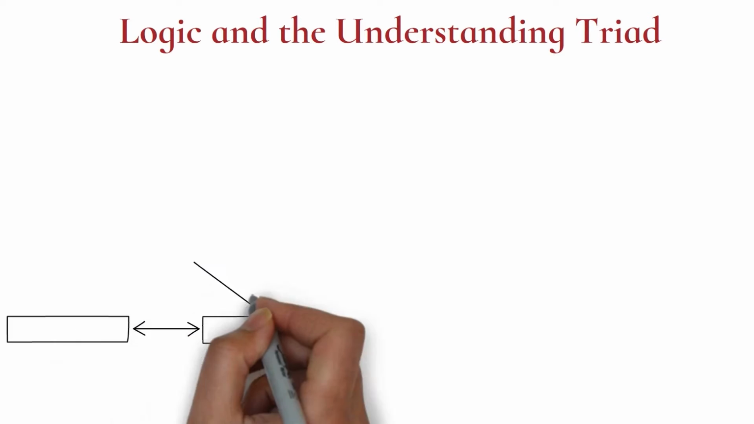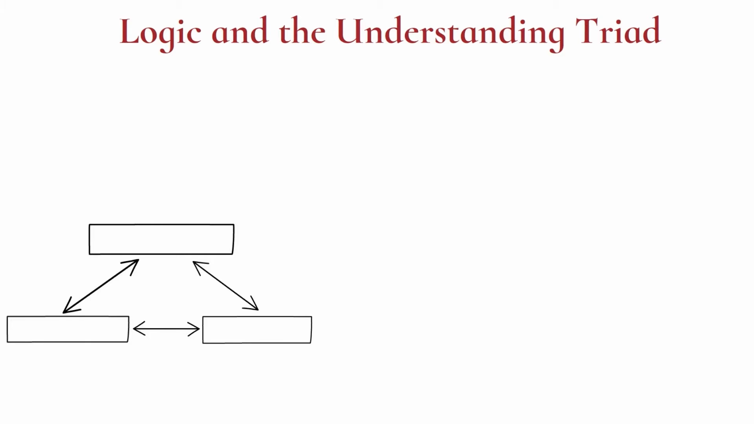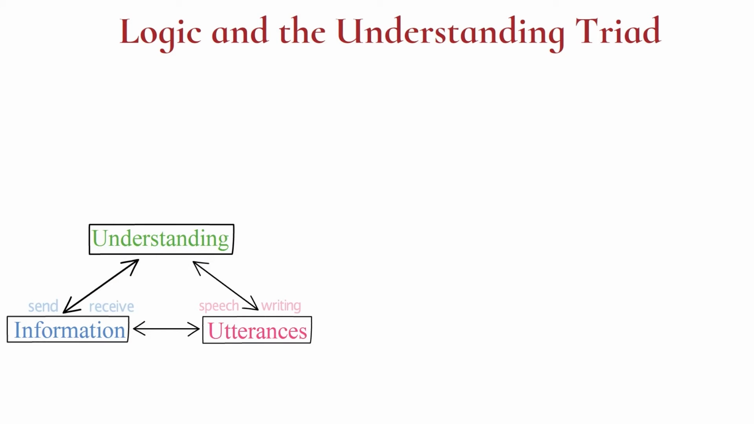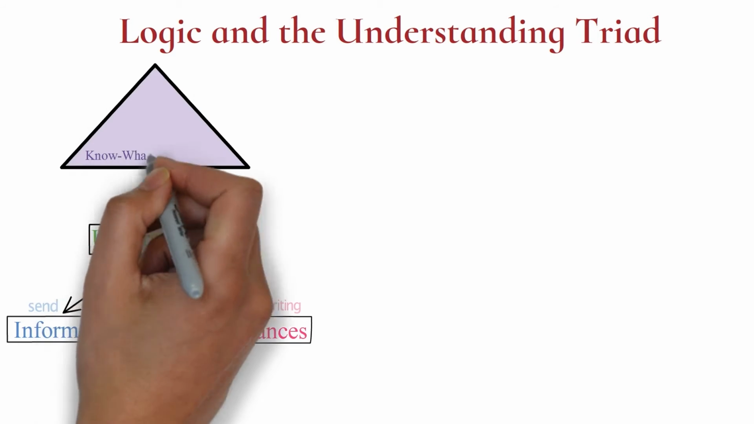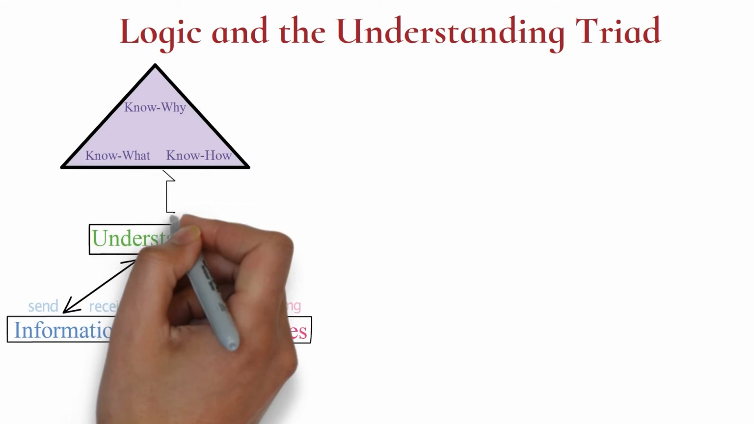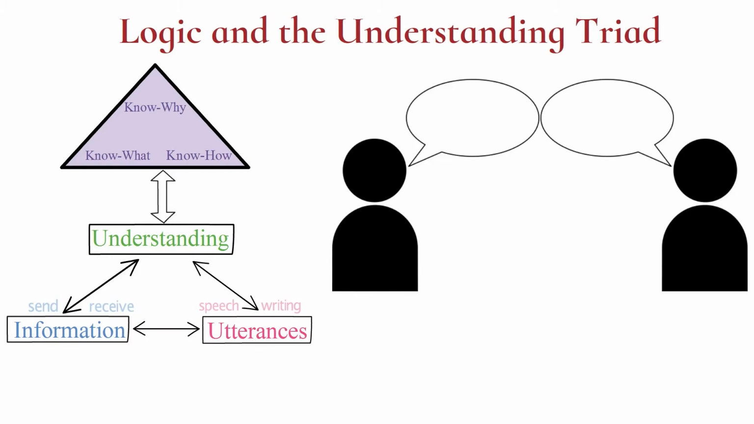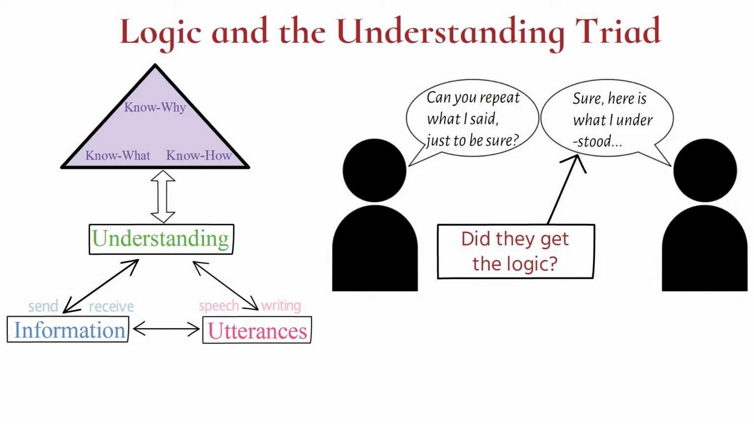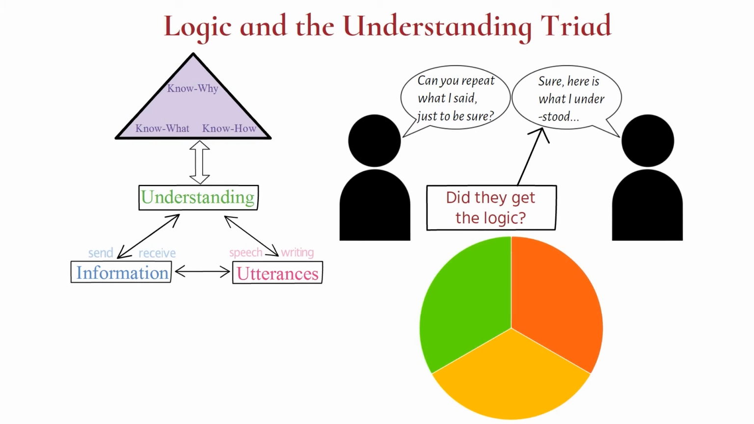If you remember from our first course, we talked about the emergent model of communication, the idea that we transmit information through our utterances to help create a shared meaning, an understanding. And how do we know that people understand? We use the understanding triad. Do they know what, do they know how, and do they know why? In testing for that understanding, we look for people to repeat back to us what we said or communicated, and to see if they understand the logical statements that we made. So that's why logic, along with emotion and ethics, is a major part of the understanding triad.